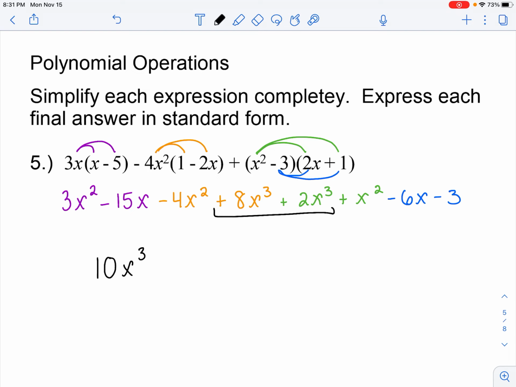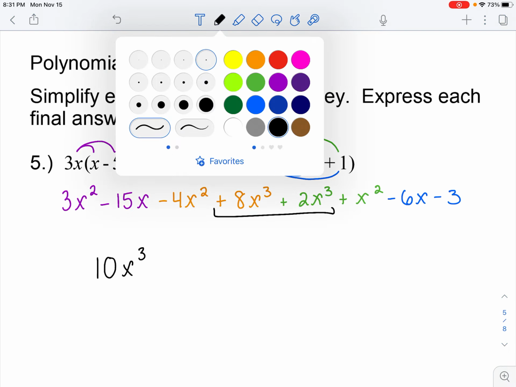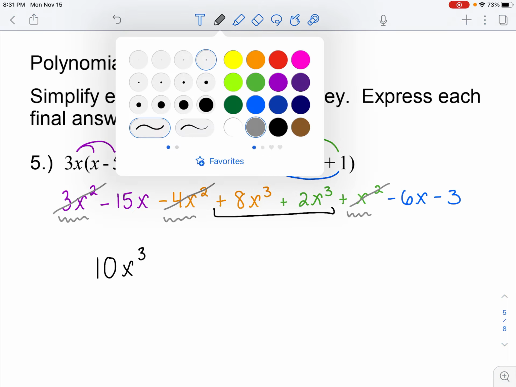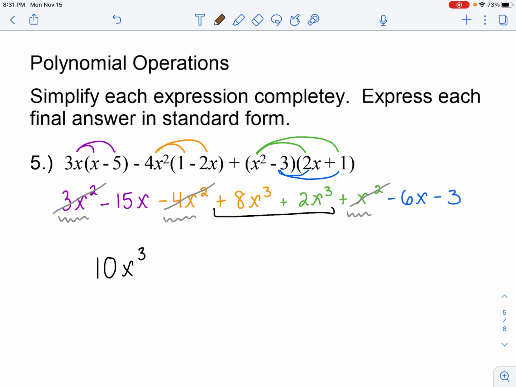All right, let's see. What do we have next? We've also got, let's see, x squareds. 3x squared minus 4x squared plus 1x squared. Let's see, 3x squared minus 4x squared is negative 1x squared. Negative 1x squared plus x squared is 0x squared. So guess what? They just perfectly cross each other out. I don't even need to write an x squared in my answer. All right, moving on.